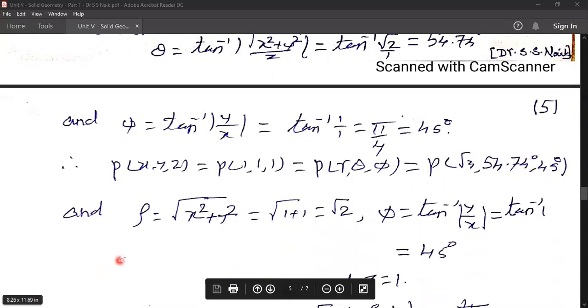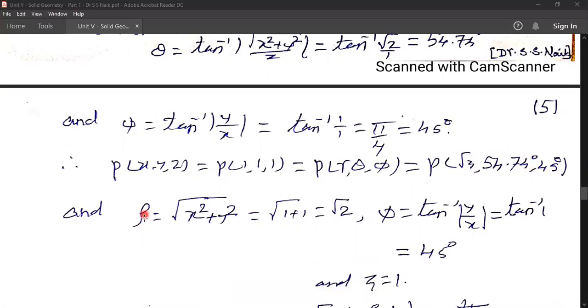Now we'll find the cylindrical coordinates. We know that for the cylindrical coordinates, rho, that is the distance, is the square root of x squared plus y squared, which is the square root of 1 plus 1, equal to the square root of 2. That is, rho is equal to the square root of 2. That is the distance between the origin and the point P in the XY plane.